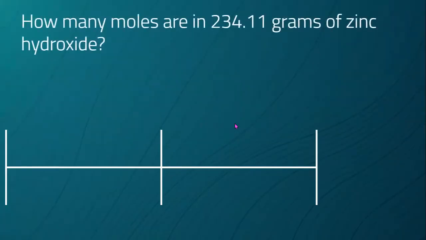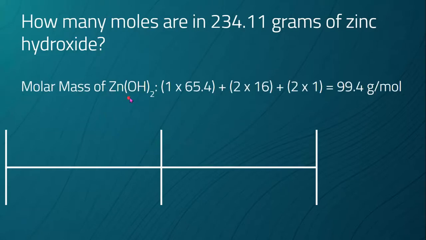Let's try one more problem. How many moles are in 234.11 grams of zinc hydroxide? I'm going to start by writing the formula and calculating the molar mass. Zinc has an oxidation number of +2. Hydroxide, which is OH, has a charge of -1. When you crisscross, you get Zn(OH)2 with the 2 outside of the parentheses so that it applies to both the O and the H.